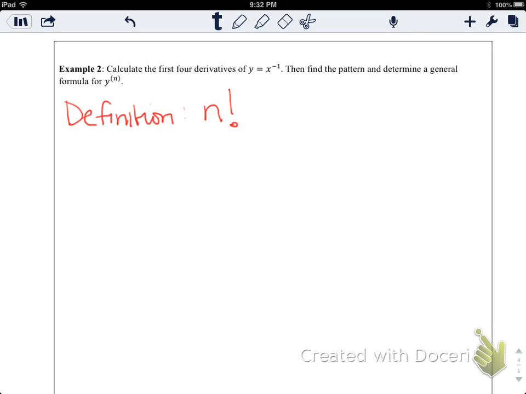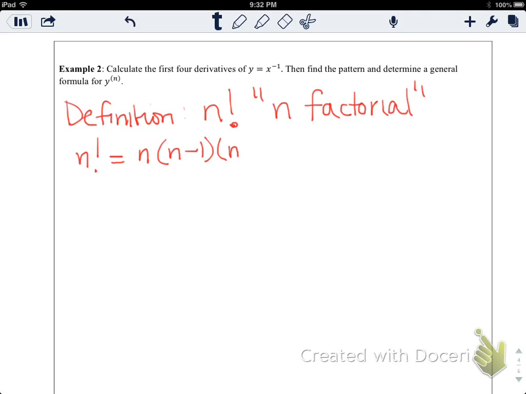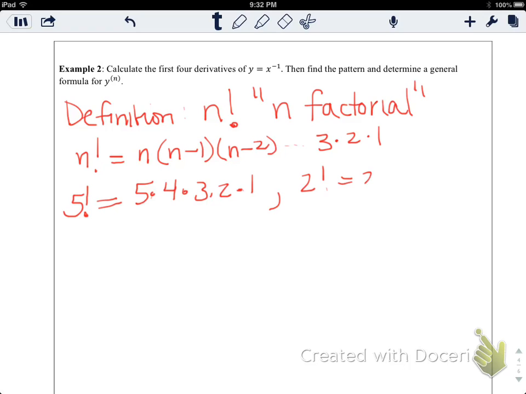It's called n factorial. So that exclamation point means factorial. And the definition of n factorial is n times n minus 1 times n minus 2 ... It goes all the way down to times 3 times 2 times 1. And it's a useful property, and you'll see this again in Calc 2. But for example, 5 factorial is 5 times 4 times 3 times 2 times 1. 2 factorial is 2 times 1, just 2, and so on. So you'll need that because they talk about that.